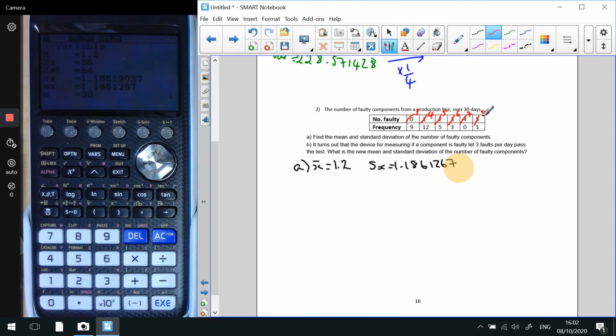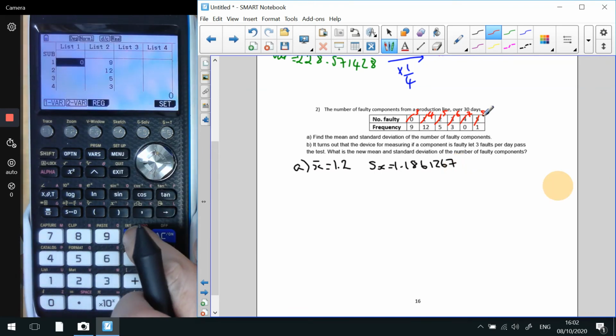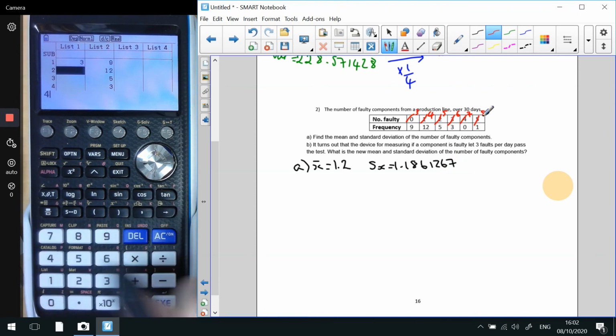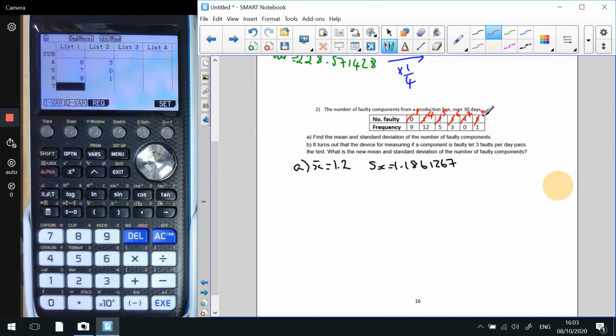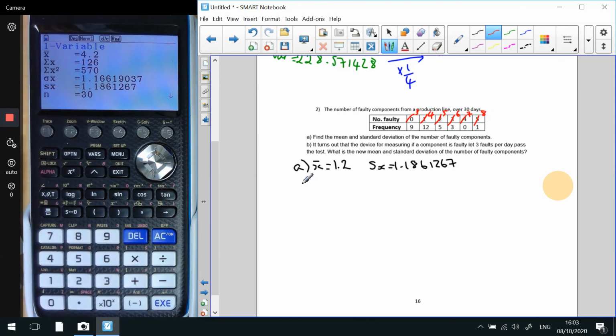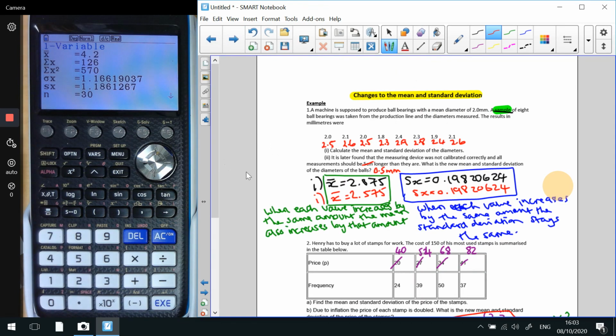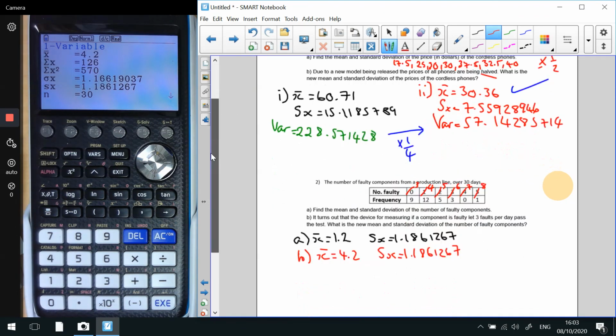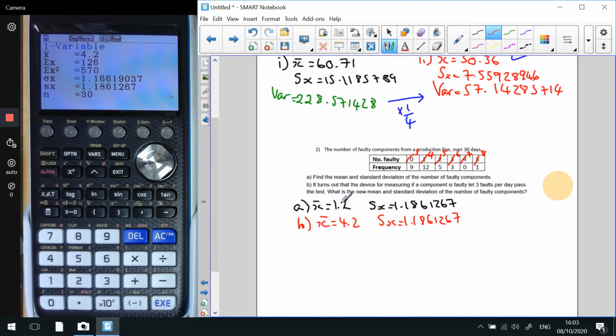So again, back in my data, I'm just going to change that first list. So we'd have 3, 4, 5, 6, 7, 8 instead. And this time, that gives me a mean of 4.2 and a sample standard deviation of 1.1861267. When I was adding on a value before, so that was our first example on the last page, when each value increases by the same amount, the mean increases by that amount. Well, this time, the number of faults for each day was increasing by 3. And yes, we went from 1.2 to 4.2. So that has worked there.